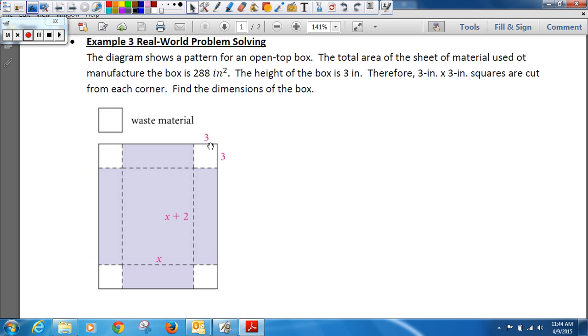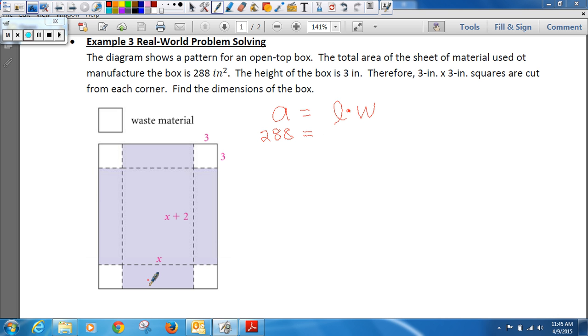So if we look here, we know what the area is. If we are trying to find the area of this cardboard that was used, it is a rectangle, so the area is equal to length times width. So I need to find what the length and the width are. I know the area was 288.